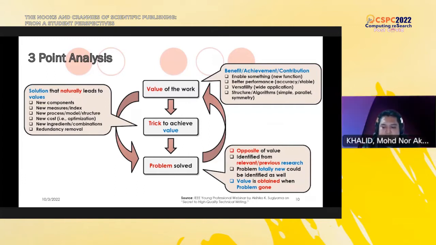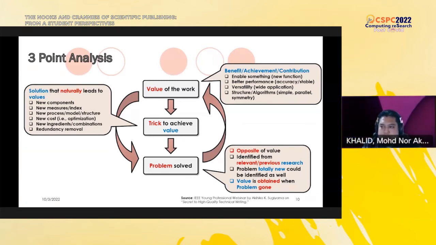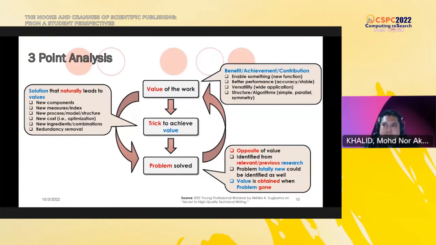And how deeply you focus on the value and problem basically reflects how big the contribution is. So for example, if you're doing master research, producing a new component can be enough. Let's say you produce a better performance, that can be enough for a master research, but for a PhD it might not be. You need to have versatility, for example, and enable something as well at the same time. I don't know, it can be many things, and it's highly subjective.